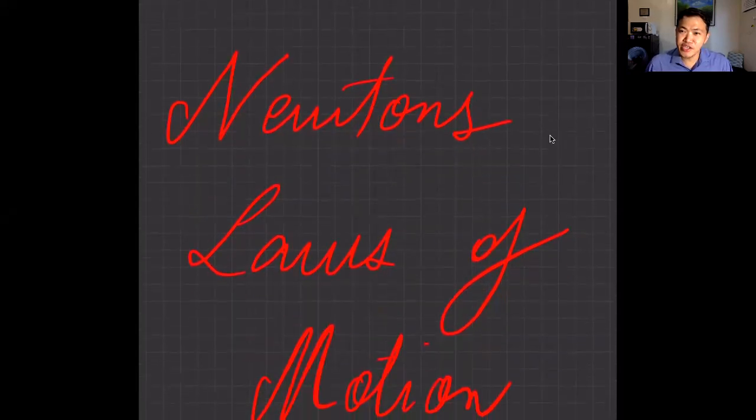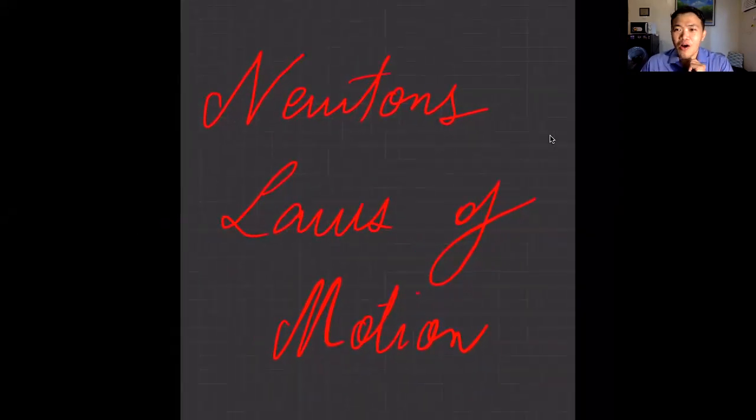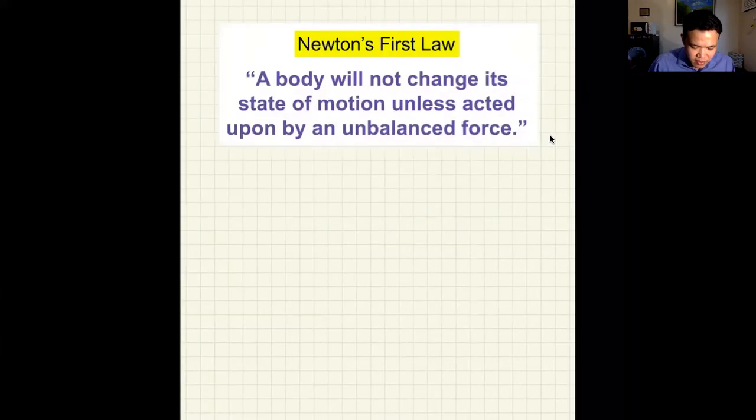Okay, there are three Newton's laws of motion. There is what we call the first law, the law of inertia, the second law, the law of acceleration, and the third law is called the law of interaction, or sometimes the law of action-reaction. Let's start with the first law.